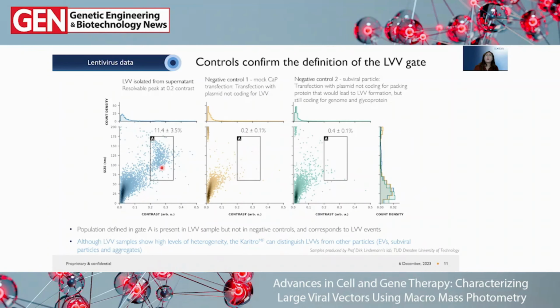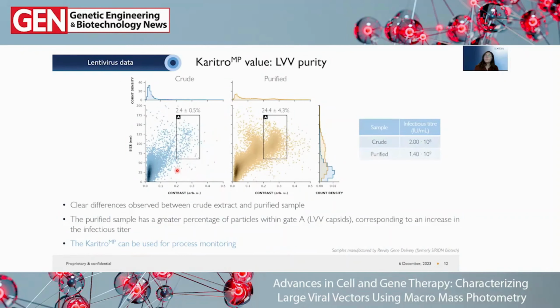And also, now with these negative control experiments, we have a proof and a reason to believe that gate A is a good way to represent where the lentivirus particles can be enclosed and also relatively quantified. So by applying the same gates just defined on other samples, we could look at the lentivirus purity.